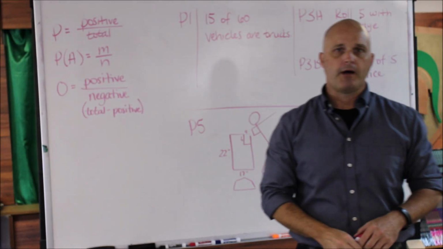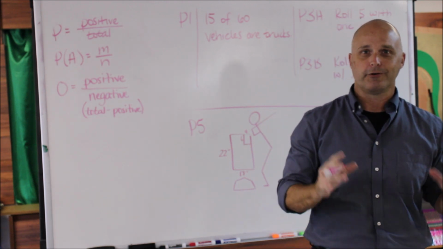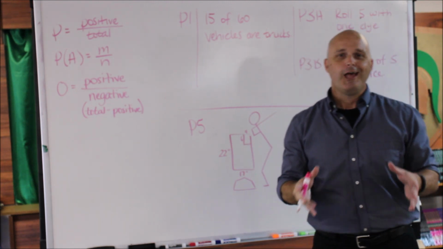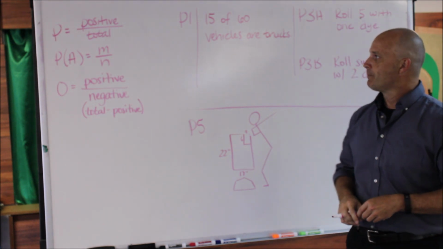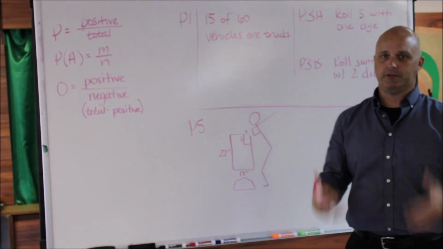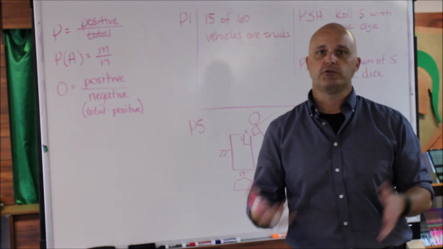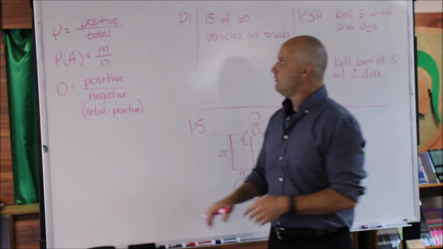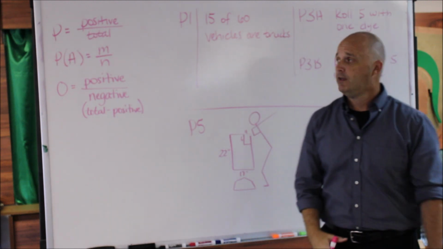Up next, we're going to do some probability, but we're going to leave all of the big computational stuff for your probability and statistics teacher, and we're going to keep it fairly simple in Algebra 2 here. So probability is a really simple idea. It's going to be the number of positive outcomes over the total number of outcomes. So you can see I've got it written here as P is equal to positive over total.